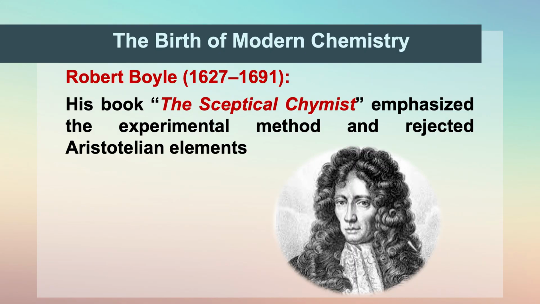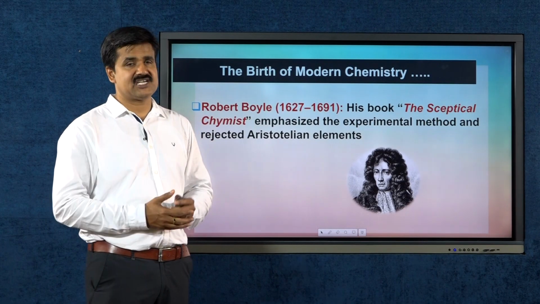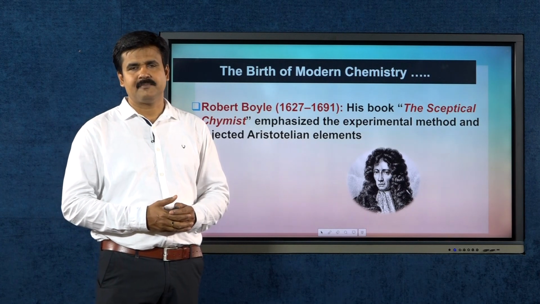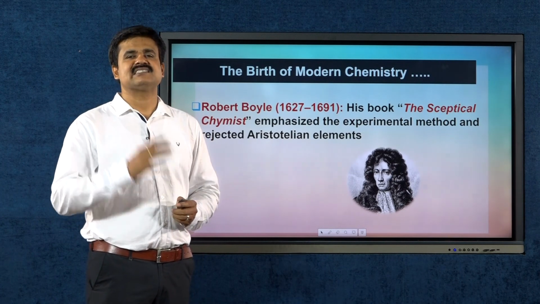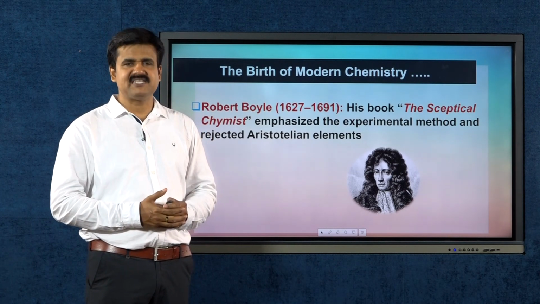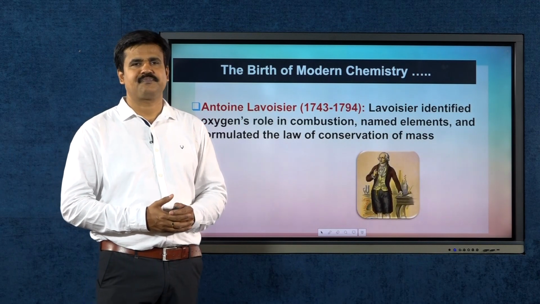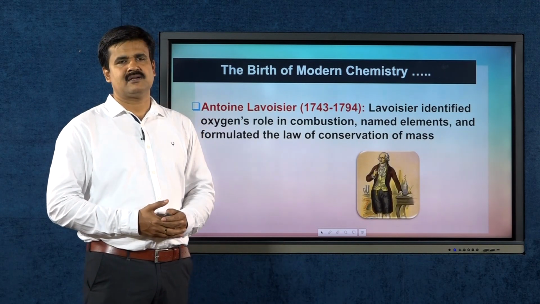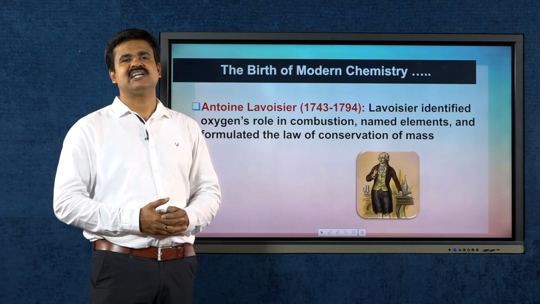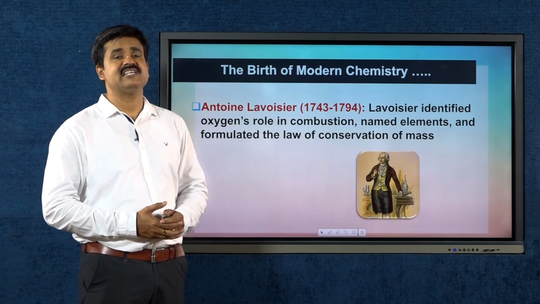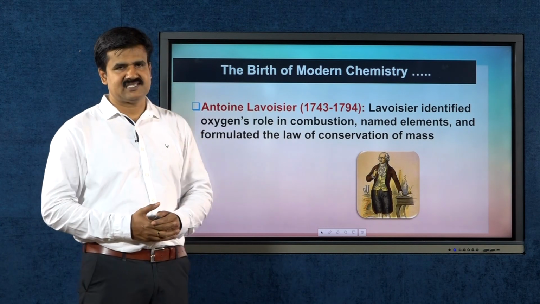His book, The Skeptical Chemist, emphasized experimental method and rejected previously existing Aristotelian elements. So, the contribution from Robert Boyle appears in his textbook, The Skeptical Chemist. Now, the contribution which leads to the development of modern chemistry is from Antoine Lavoisier.